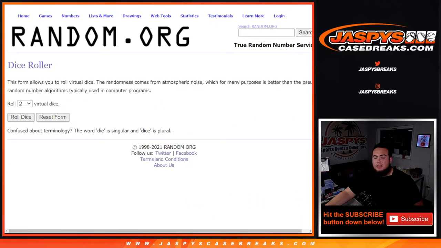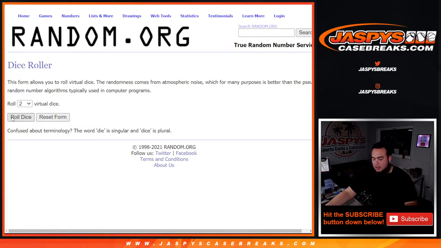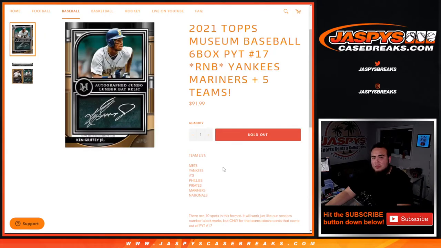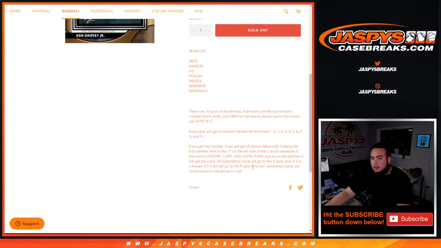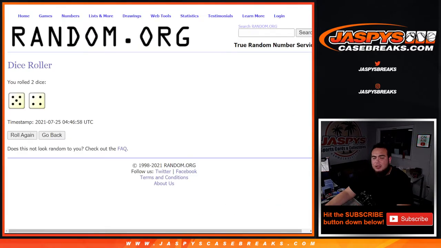So again, here's the dice roller. Here's the customer names, David Duffy down to Jackson. Here's the numbers, 0 through 9. Let's roll. Also, guys, remember, non-numbered cards as well are going to be randomized in one lot. So anything unnumbered, somebody will take that at the end of the break.